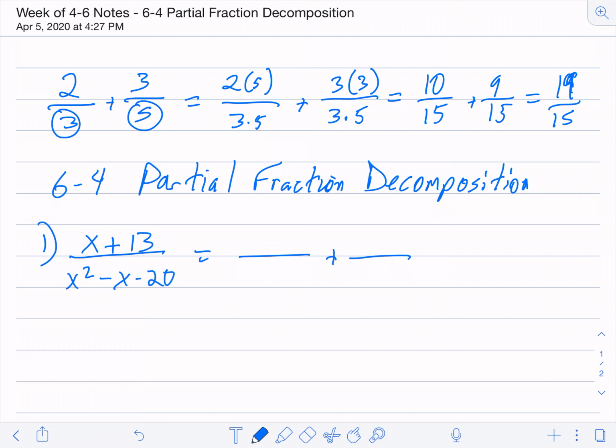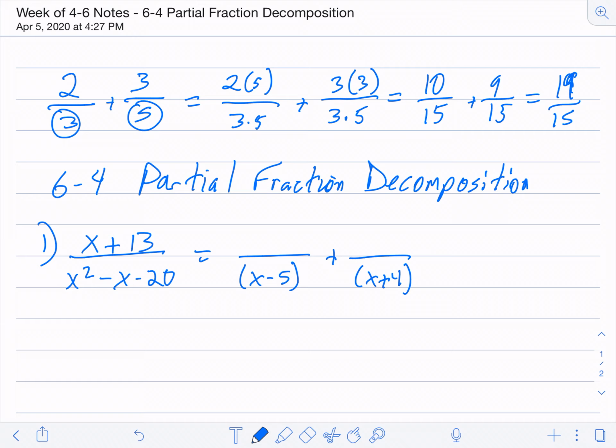But in order to do that, I need to look at the denominator and look at what factors may have gone into creating this least common denominator. Because my least common denominator is that x squared minus x minus 20. Well, let's break that down. What are the factors of x squared minus x minus 20? If I factor that, that's going to be x minus 5 and x plus 4. So that's what I'm going to be breaking these fractions down into.